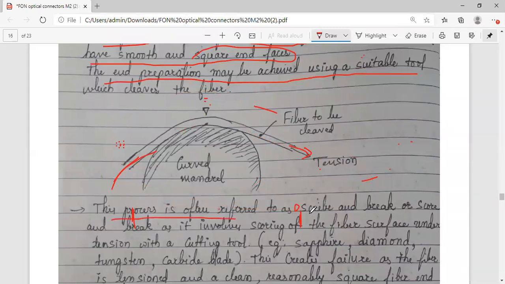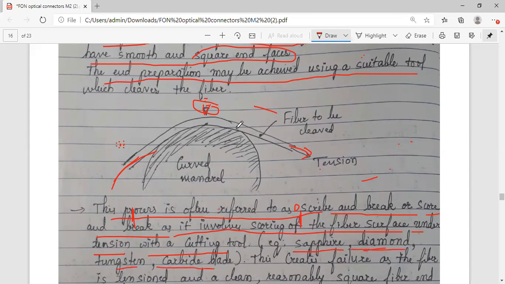This process is often referred to as scribe and break or score and break, as it involves scoring of the fiber surface under tension with a cutting tool. So this is your cutting tool, the cleaving tool. For example, the triangle that is visible is a blade. It can be made of sapphire, diamond, tungsten or carbide.